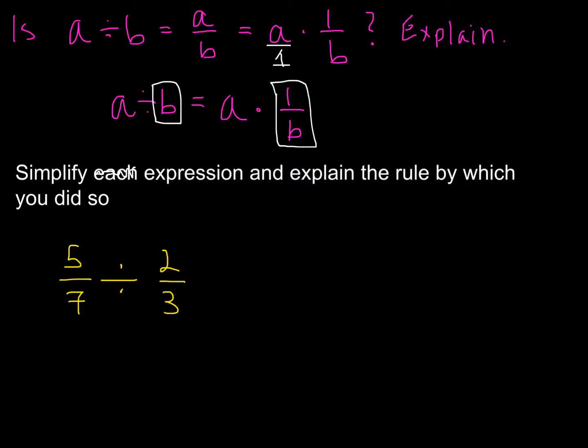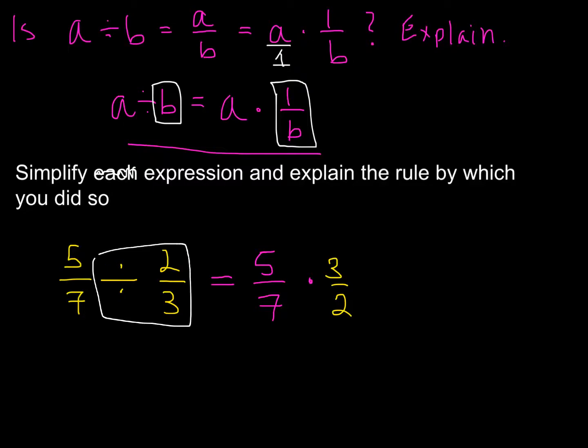So applying this idea that we got from up here, which is if I'm dividing two things, it's taking the first and multiplying by the reciprocal. What I can do here is take the first 5/7, and instead of dividing by 2/3, I'm going to multiply by 3/2. Okay? So notice that instead of dividing by 2/3, I'm multiplying by the reciprocal. So these are doing the same exact thing. Okay?